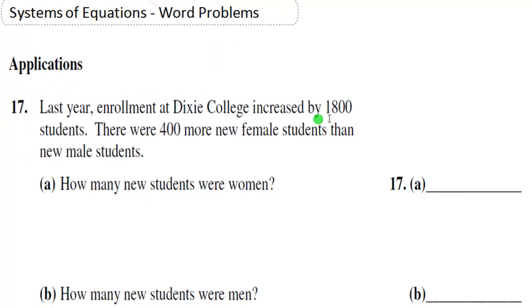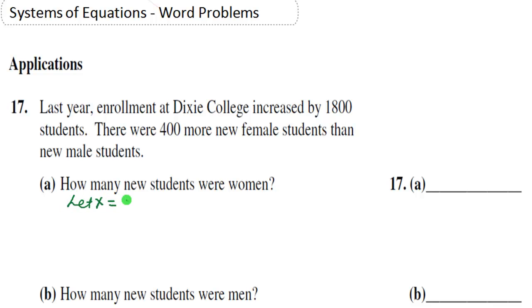Let's use systems of equations to solve word problems. In our first word problem, we know that Dixie College's enrollment increased by 1,800 students, and that there were 400 more new female students than new male students. We're going to answer how many new students were women and how many were men.